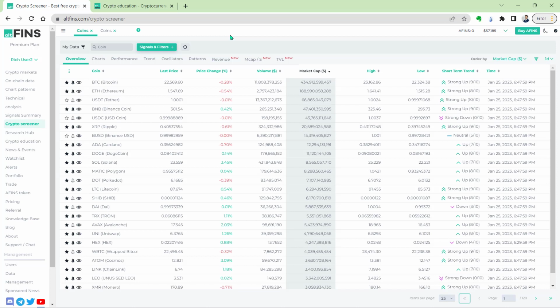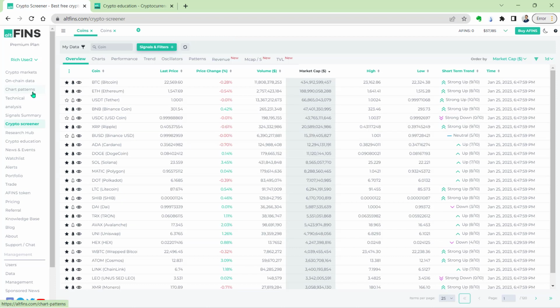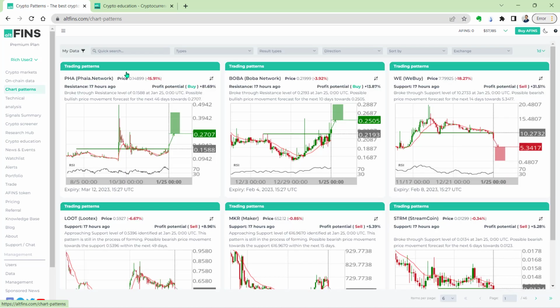Today I'm going to look at some chart patterns that have been identified, and particularly the inverse head and shoulders, which is a very highly successful chart pattern. So let's go ahead and take a look at the chart pattern section here. Here, our system automatically detects certain chart patterns.